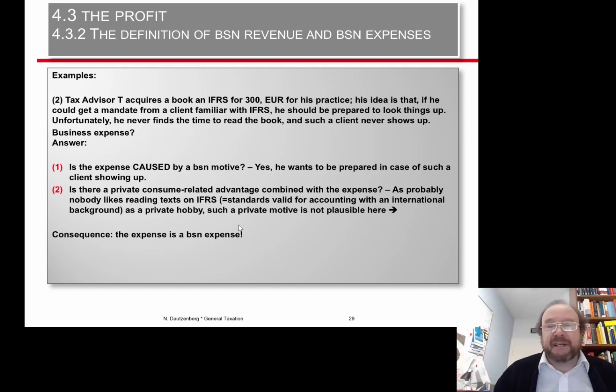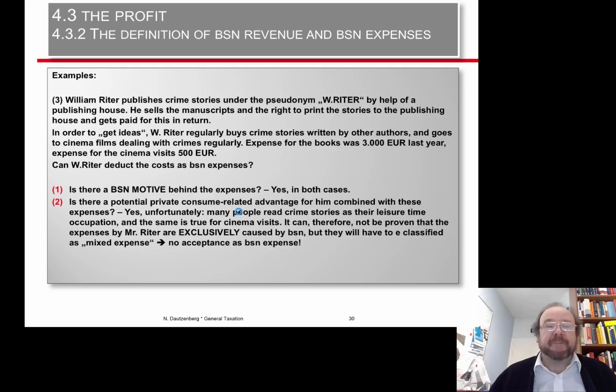Good. So we can agree IFRS, no private advantage combined with that. So caused by business, yes, no private advantage. So yes, it is a business expense. That he never used the book is nice, but does no harm. This is caused by business and entirely by business, so it's deductible.